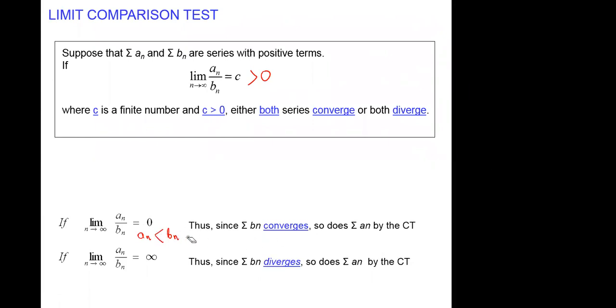Then if B sub n is convergent, I can conclude convergence, no problem. I can even say direct comparison test. Or let's look at infinity. If the limit is infinity, this means that the top function is winning. And if my B sub n, the formula that I'm comparing with, is divergent, everything that is bigger is divergent. It's not the typical one, but it's still good to use. This is the limit comparison test.